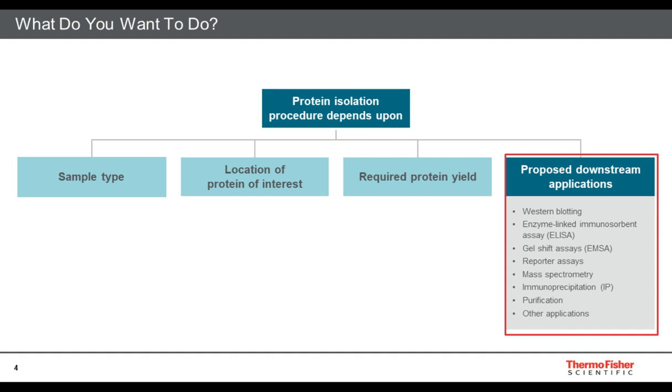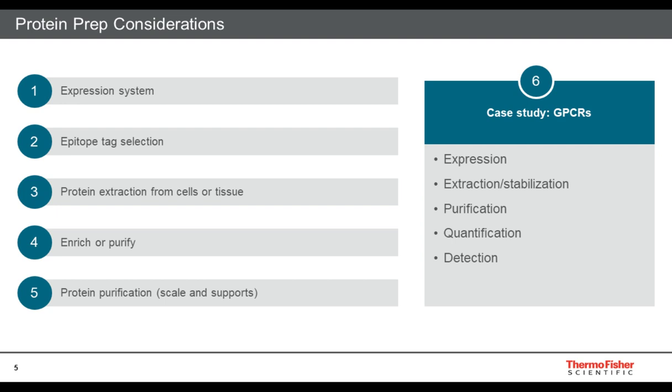Applications such as Western blotting or mass spectrometry do not necessarily require a lot of protein, nor do they require your protein to be functionally active, in most cases anyway, while applications like ELISAs, immunoprecipitations, reporter assays, and activity assays require the protein to be in its native conformation and stabilized.